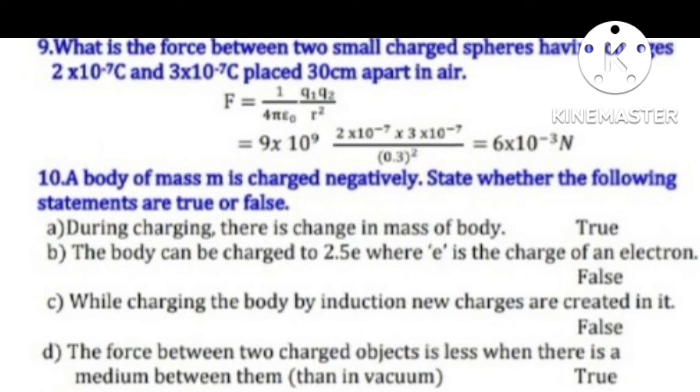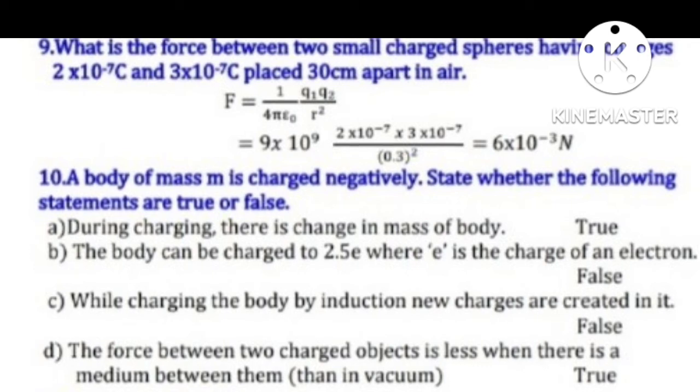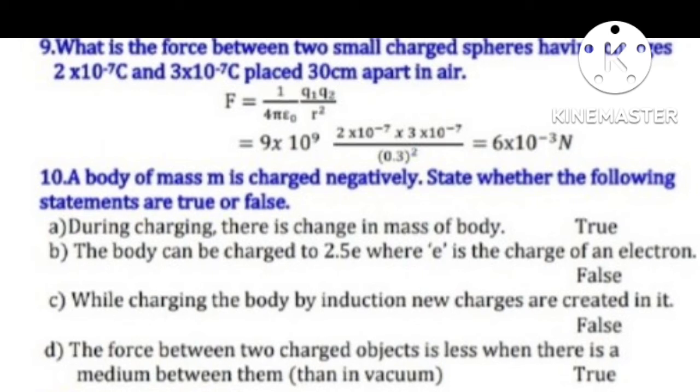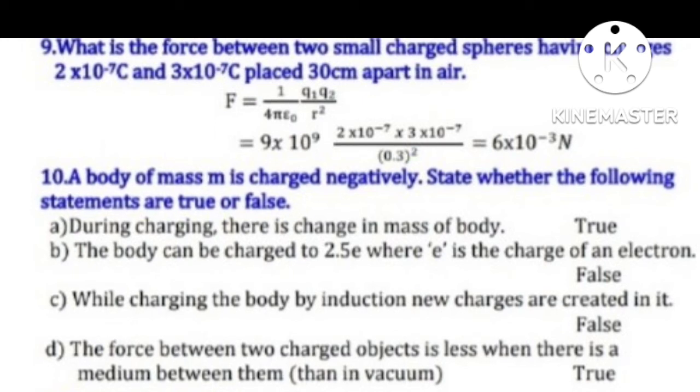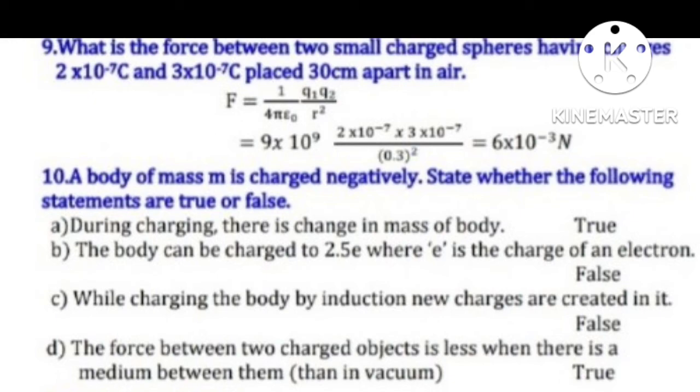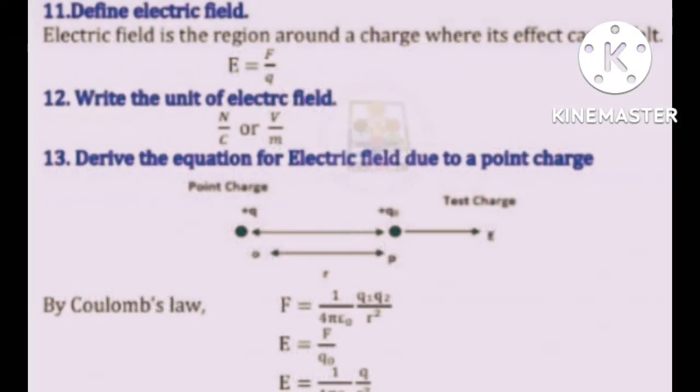Now the last statement, the force between two charged objects is less when there is a medium between them than in vacuum. The answer is true because in the case of Coulomb interaction, when we introduce a dielectric medium in between the two charges, the force becomes F medium is equal to F air divided by epsilon r. This means that when we introduce a dielectric medium, the force decreases. Now we can move to the next question.